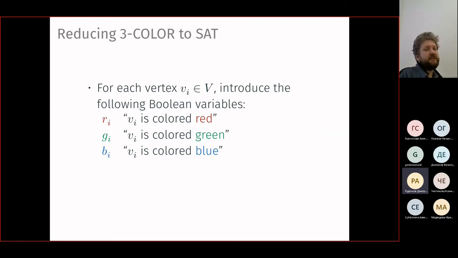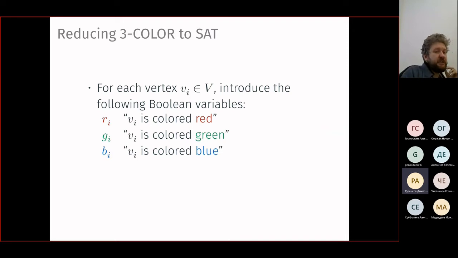And the idea is quite easy. So we have a finite number of vertices. So again, we have a graph, and for this fixed graph, we need to obtain this fixed Boolean formula. So the graph is finite, and it has a finite number of vertices, and we introduce 3 times more variables. For each vertex, we say that these elementary propositions will be encoded as Boolean variables. So R is being red, G is being green, B is being blue.